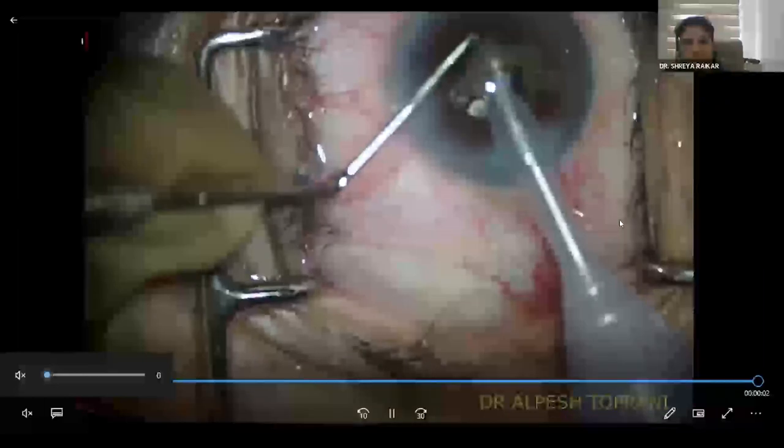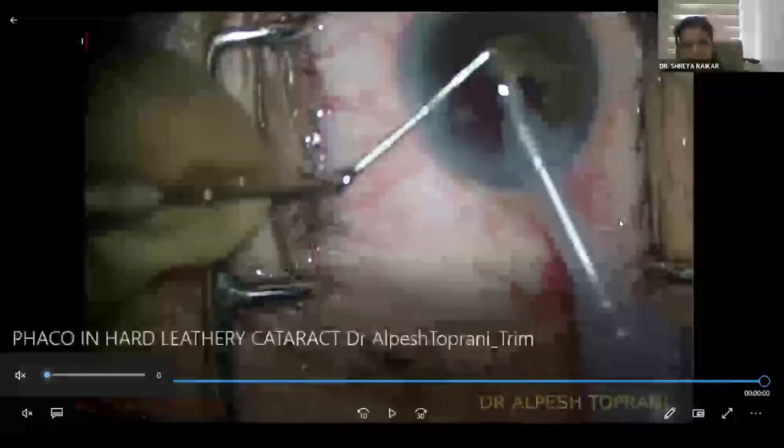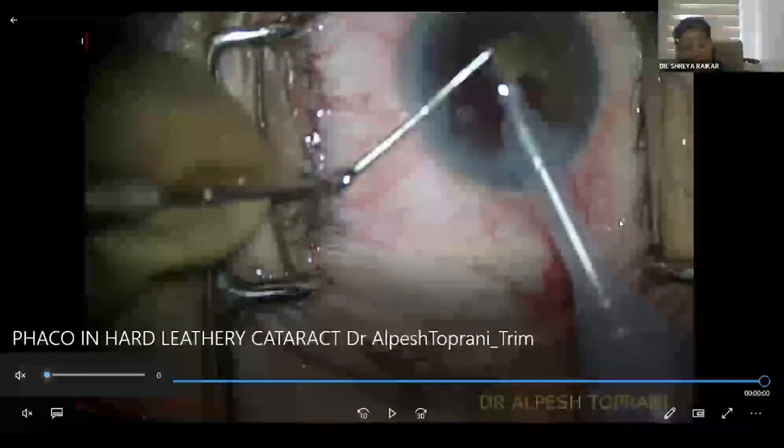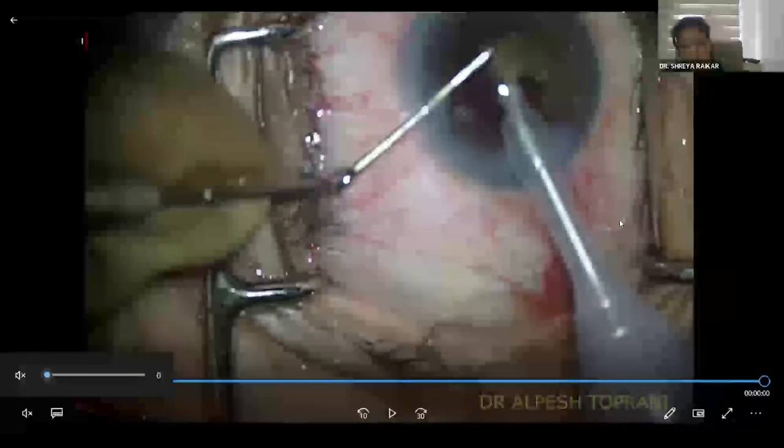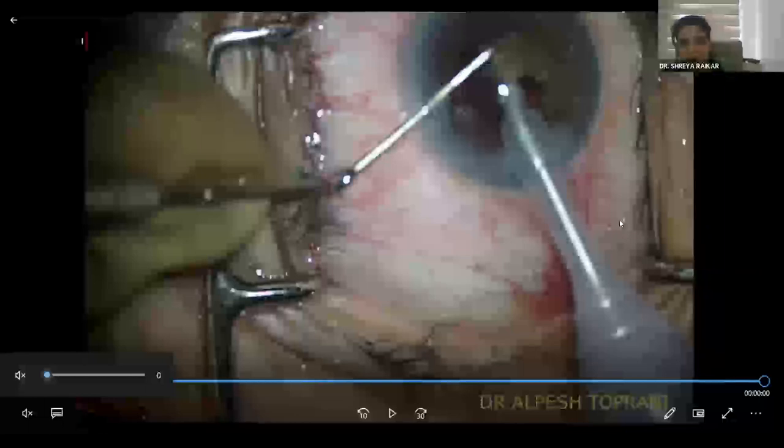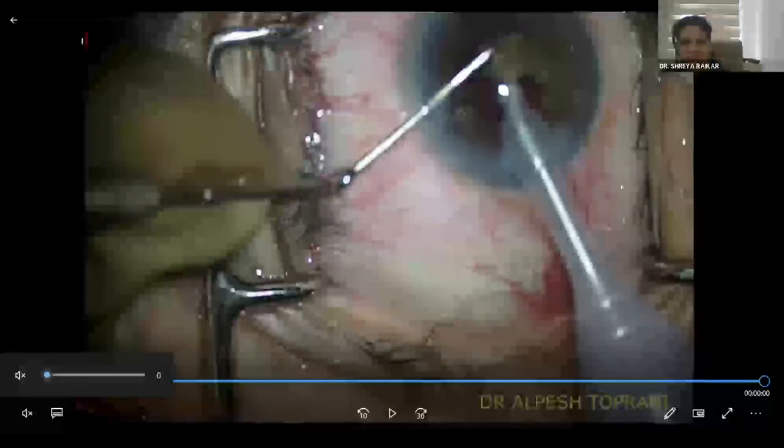So phaco emulsification in a hard leathery cataract is safe provided a proper technique and appropriate technology with proper power modulation and enhanced fluidics are used. If used in a proper way, phaco emulsification is safe in hard leathery cataracts.